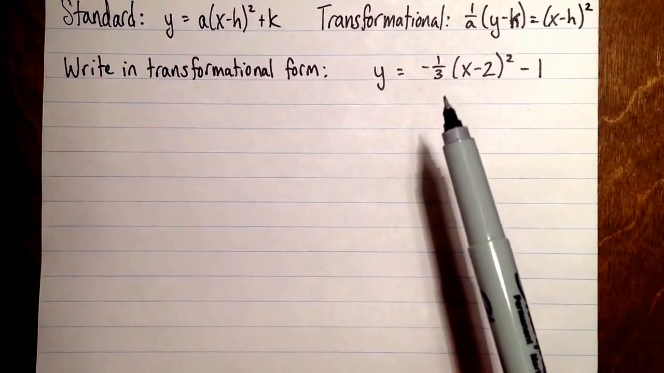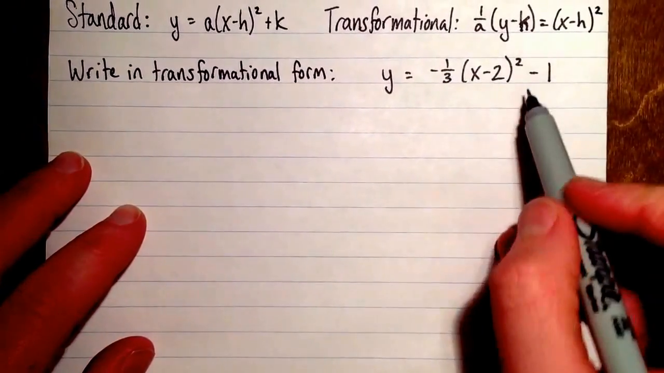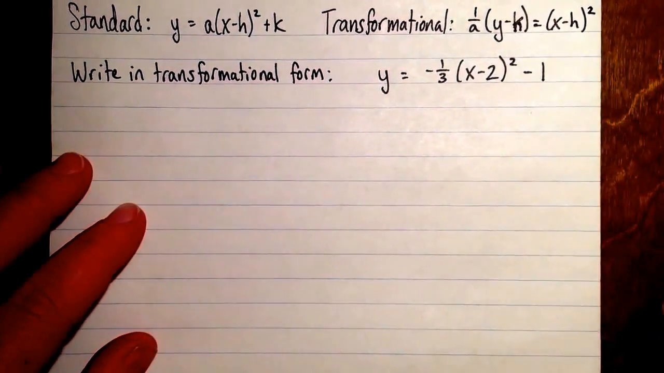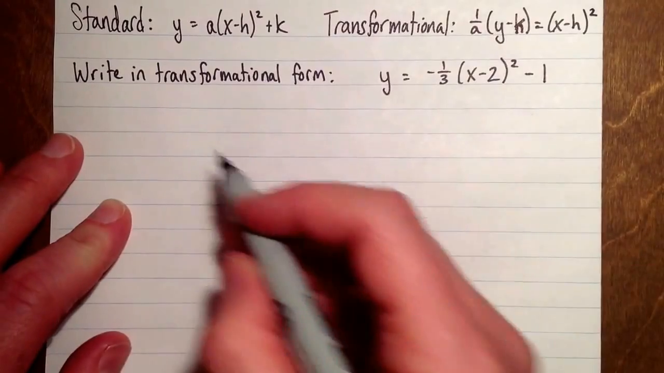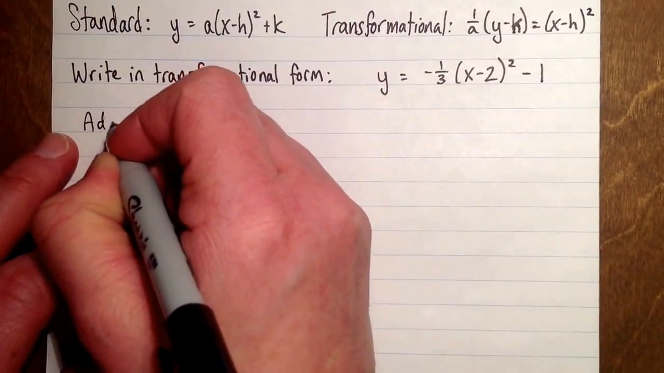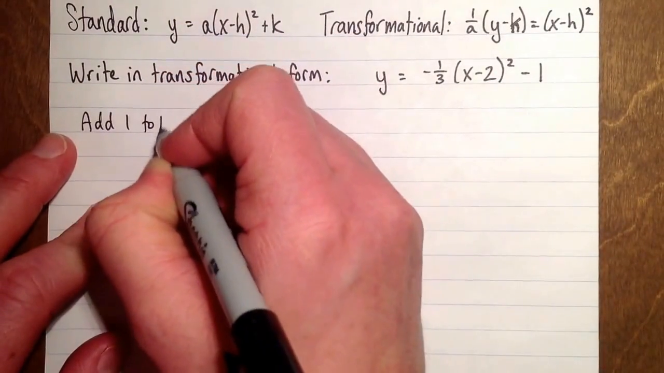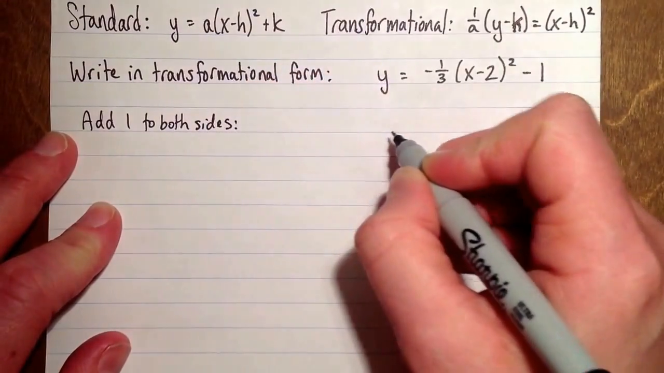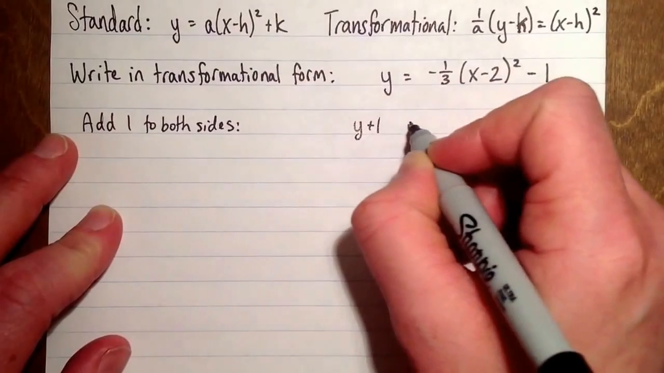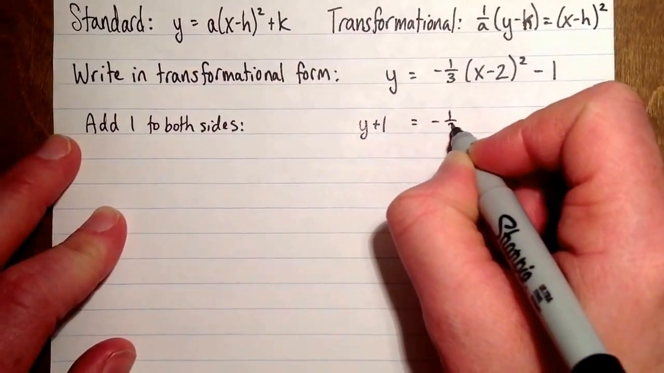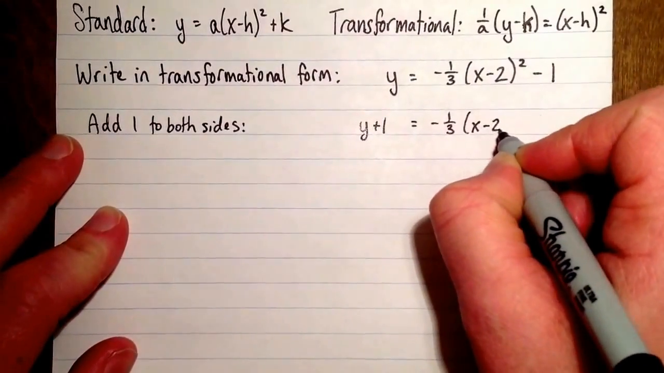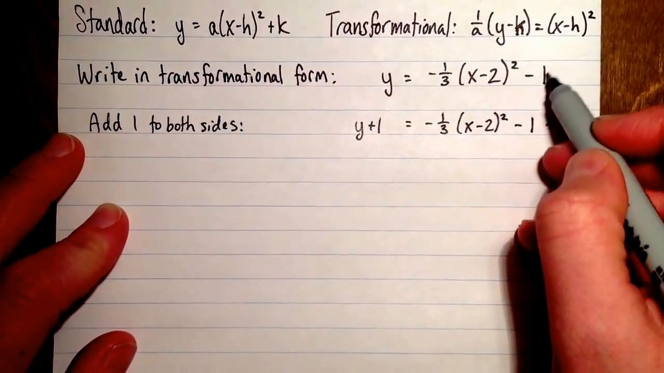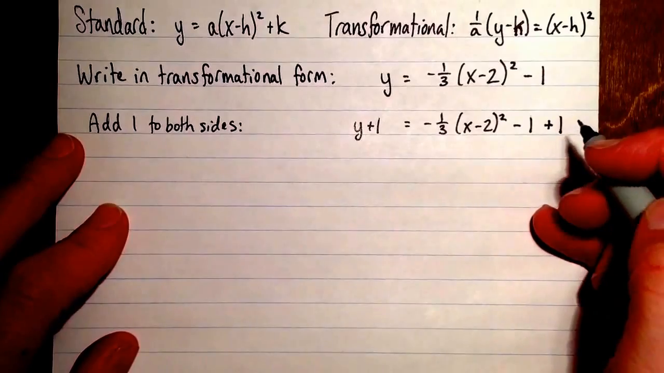Now the way it's going to happen is different, because here we're subtracting 1, and here we're multiplying by negative 1/3. To get rid of this minus 1, we need to do the opposite. The opposite of subtracting 1 is adding 1. So we're going to add 1 to both sides. So we have y plus 1 equals negative 1/3 x minus 2 squared minus 1 plus 1. That minus 1 is just copied down from here, and then we're adding 1 to both sides.